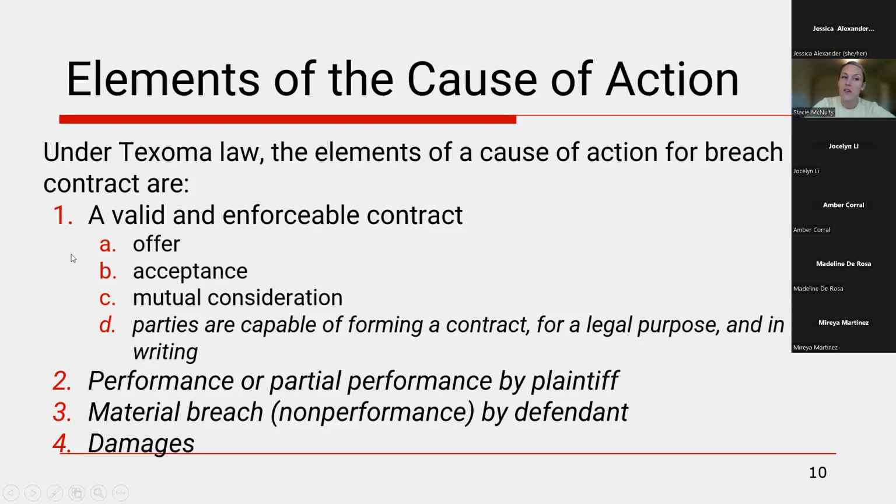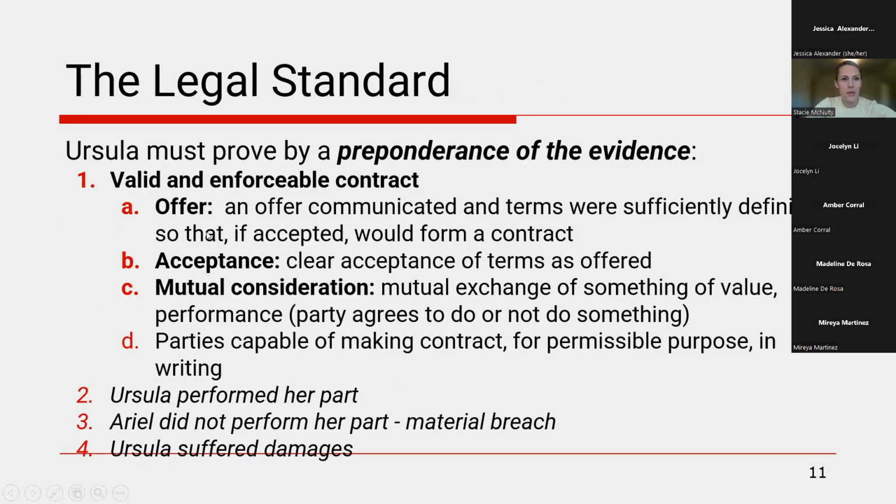So the elements, there's the valid and enforceable contract. There is performance or partial performance by the plaintiff. So Ursula performed her requirements. There is a material breach or non-performance by the defendant. So Ariel didn't do something she was supposed to do. And then the plaintiff was damaged as a result of the breach. So that's just the elements. Ursula must prove by a preponderance of the evidence. We kind of went through those.